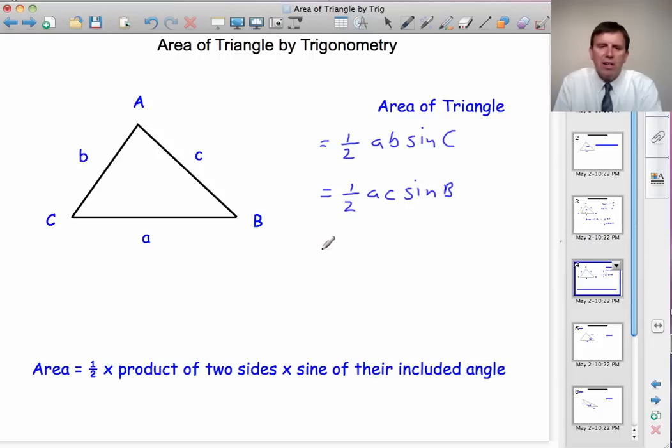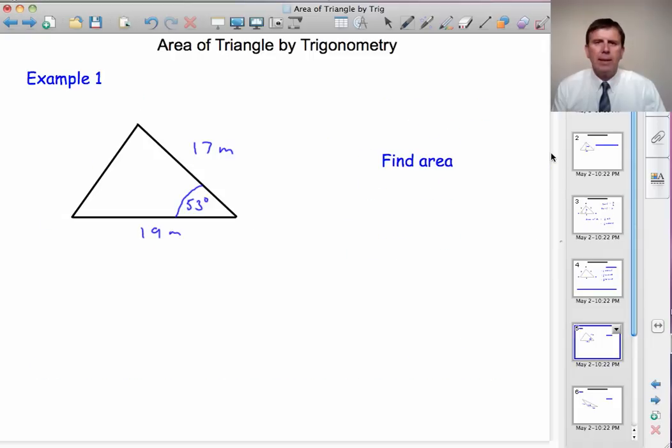And finally, another alternative, I could have a half multiplied by B times C, that's that side multiplied by that side, multiplied by the sine of the angle in between them. So in this case it's sine A. So each letter occurs once in the formula. Right, now we'll look at three examples to put these into practice.